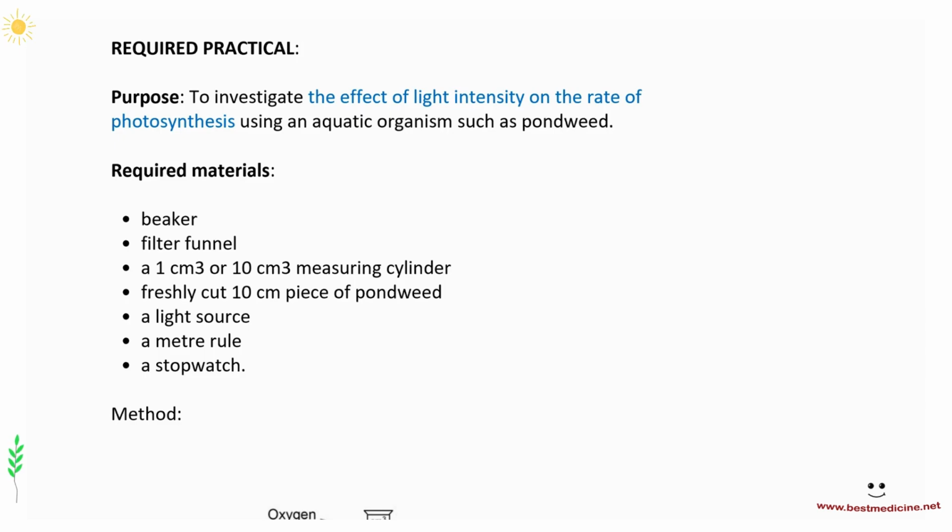What we use here is an aquatic organism such as pondweed. Pondweed lives completely in water, which helps us study how much oxygen it is producing. How? By trapping the bubbles of oxygen that it produces during photosynthesis. The required materials would be a beaker, a filter funnel, measuring cylinder, pondweed, light source, meter rule, stopwatch. You can also replace this in a different way. Instead of using a measuring cylinder, you can use something called a gas syringe.